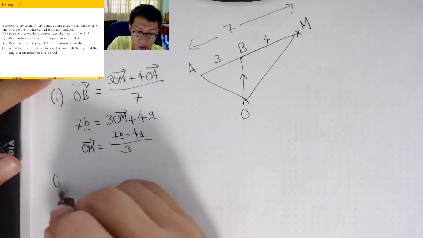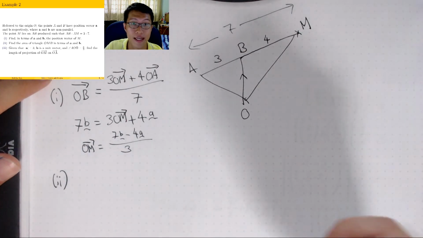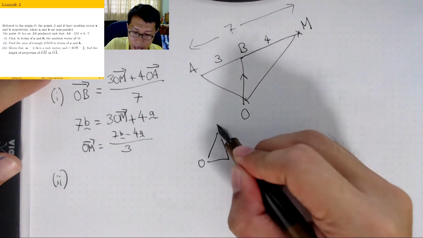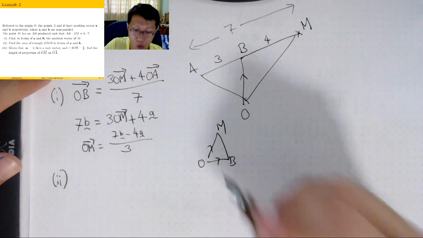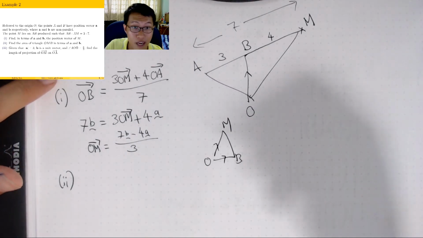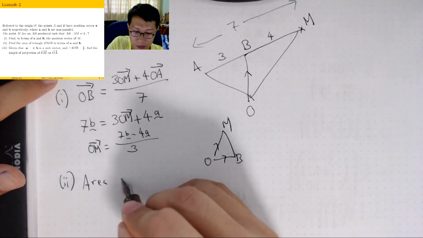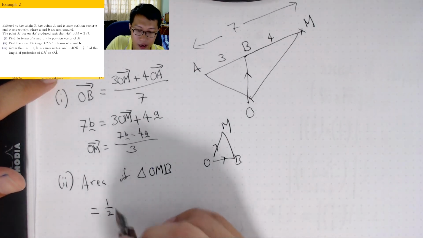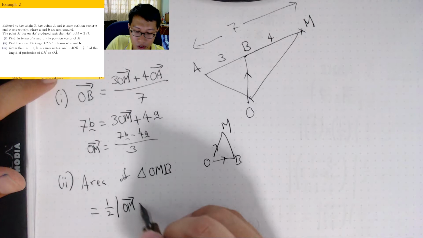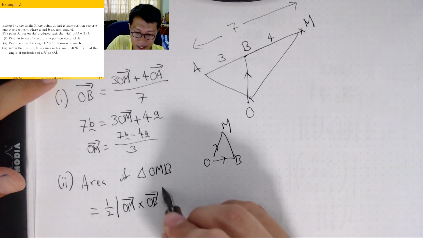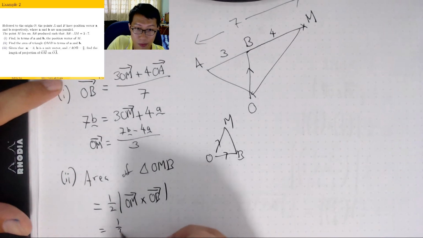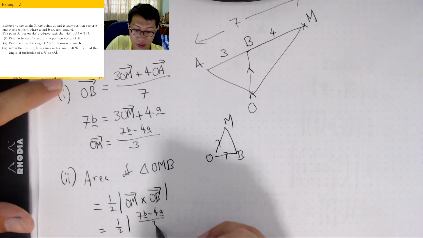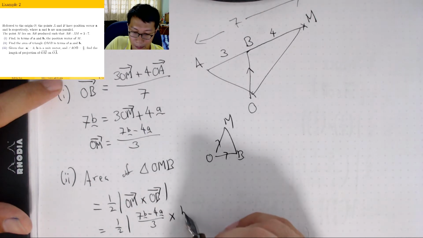For part 2, we are interested in the area of the triangle OMB. So we apply our formula. The sides of the triangle are given by OM and OB. So applying our cross product formula, we have the area of triangle OMB is given by half the magnitude of OM cross OB. So written abstractly, we have OM is (7B minus 4A) over 3, cross with the vector B.